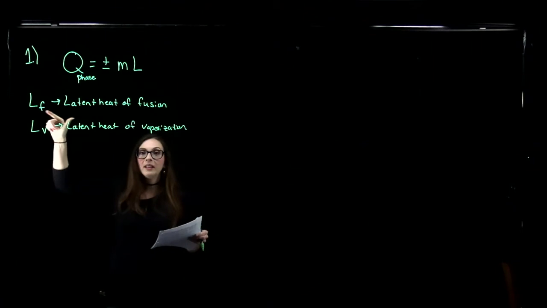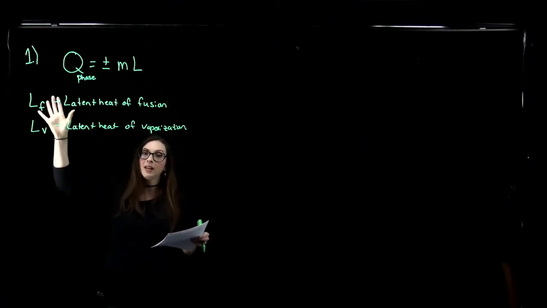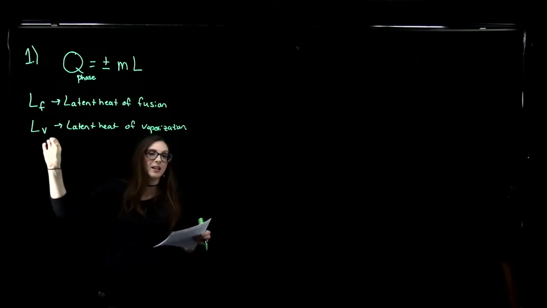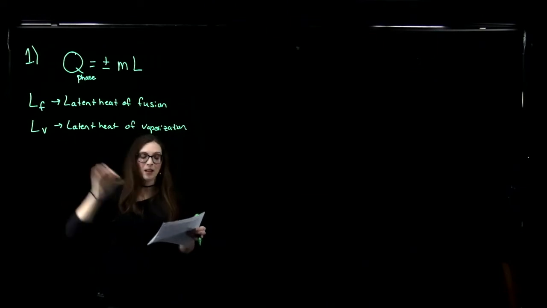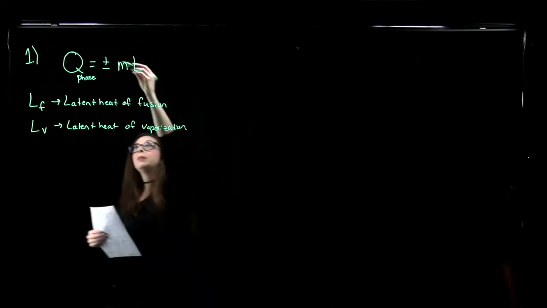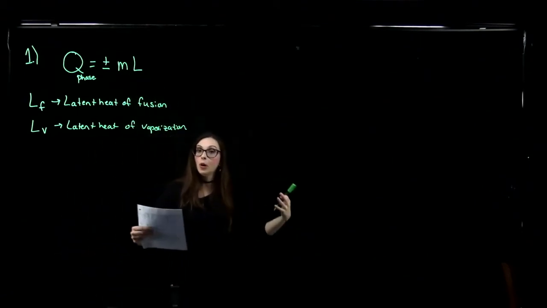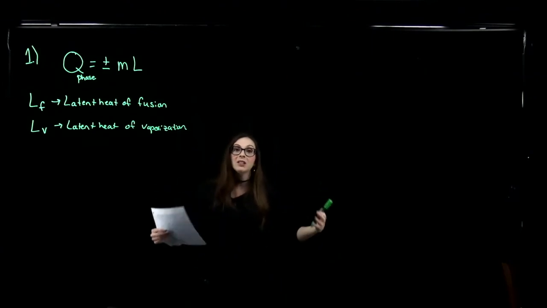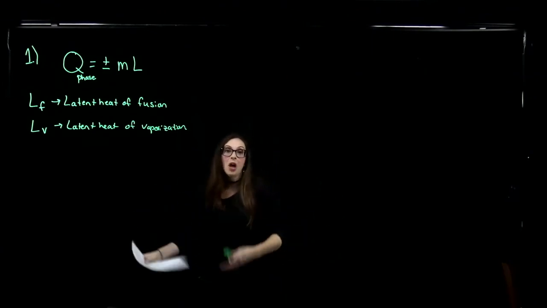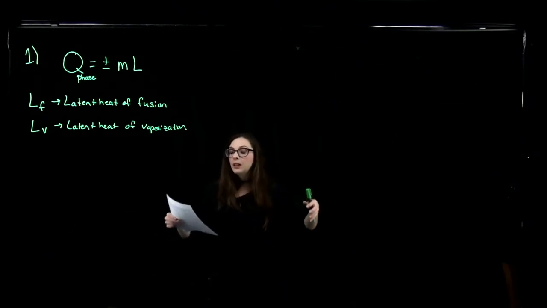So the latent heat of fusion comes around during melting or freezing of a substance. The latent heat of vaporization comes around during boiling or condensing of a substance. Okay. And so why the plus or minus here? So the plus means that energy is absorbed by that material. So for example, when we melt ice, when we change it from a solid to a liquid, that ice absorbs energy in order to change phase, okay?